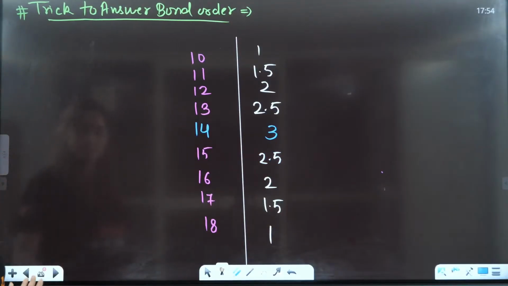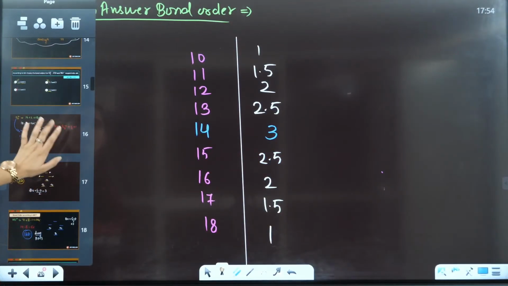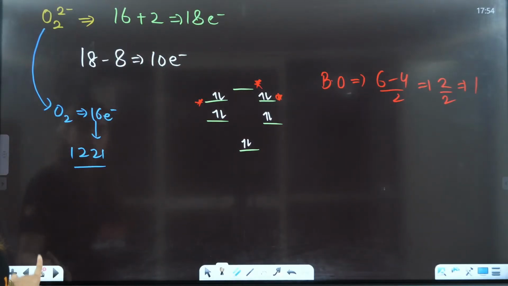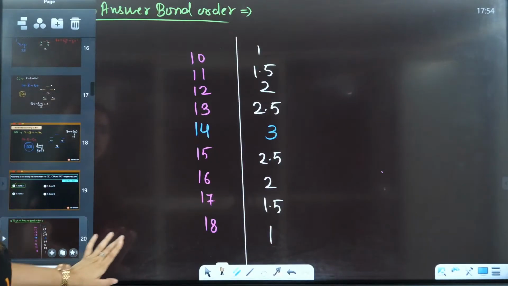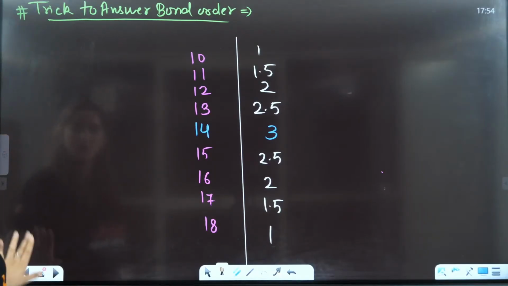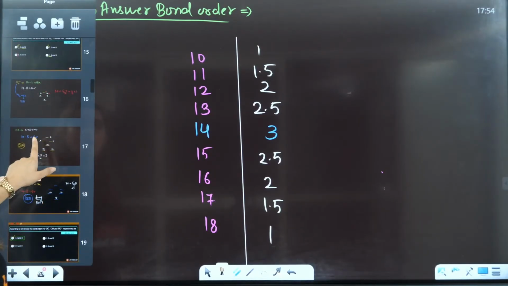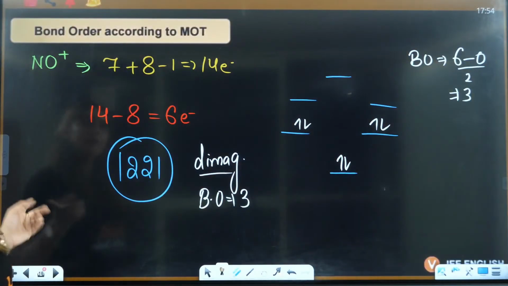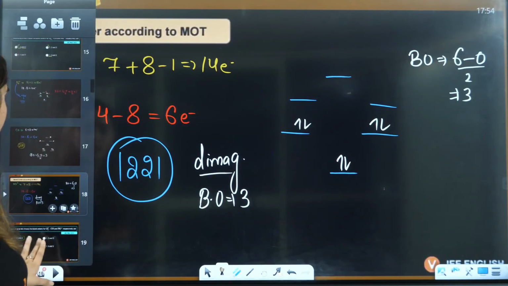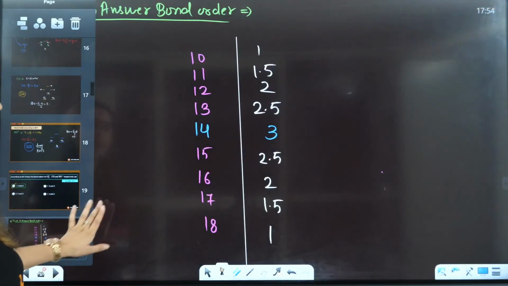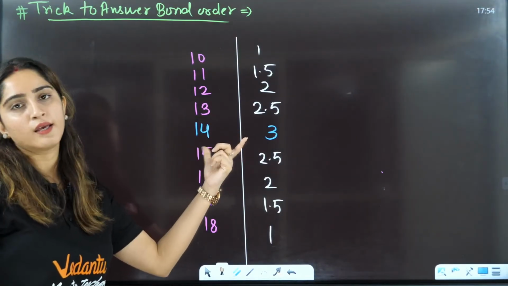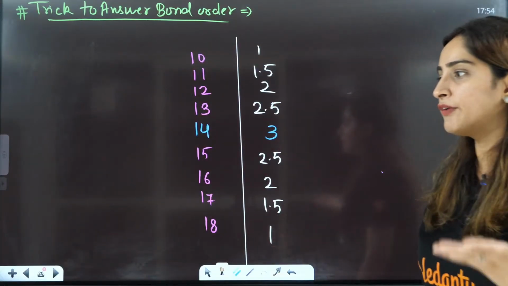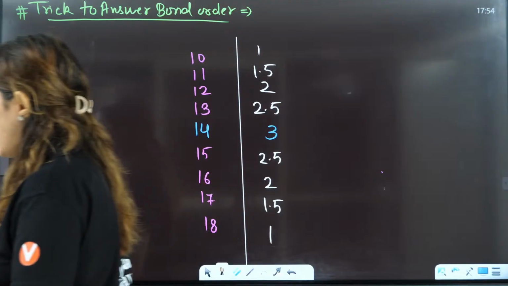Now verify this. In O2 2 negative, you have 18 electrons. Bond order was coming out to be 1 for 18 electrons. Is it 1? Yes. For CO, it has 14 electrons, and for NO positive, it has 14 electrons. So for 14 electrons, is it coming out to be 3? Yes, it is coming out to be 3. So directly with this trick also, you can answer.